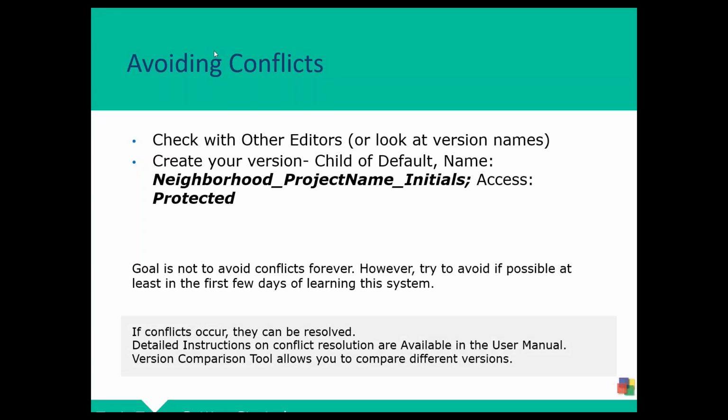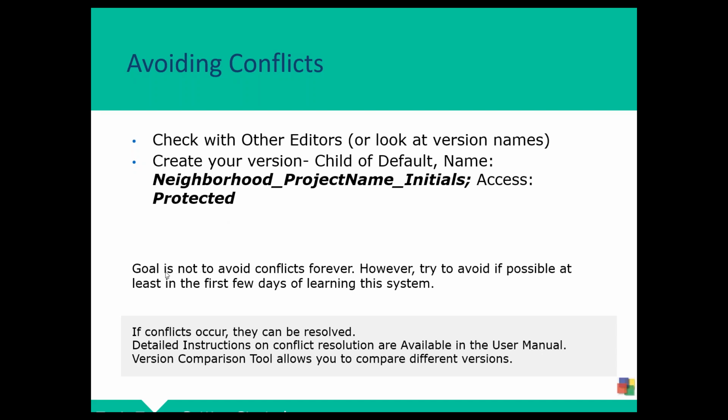Okay, so avoiding conflict. We check with other editors, so that's why we have that step in there where you're checking with the other editors. But also we have this naming convention where you're saying neighborhood, project name, and initials. So if you see the initials and you know that it's somebody in the storm editing, in the same neighborhood and maybe a different project, you can coordinate and make sure.